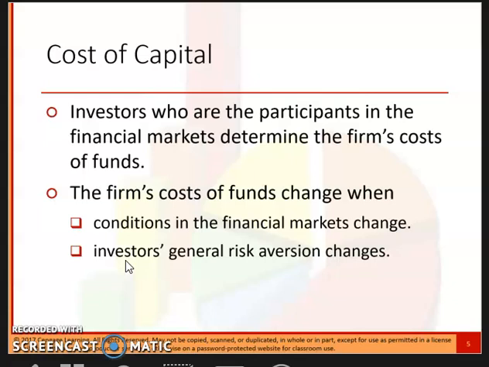So you look at the markets right now, the markets have certainly rebounded, but investors' risk tolerance has certainly changed as the pandemic has moved forward and so forth. That changes the value of their required returns and so forth.